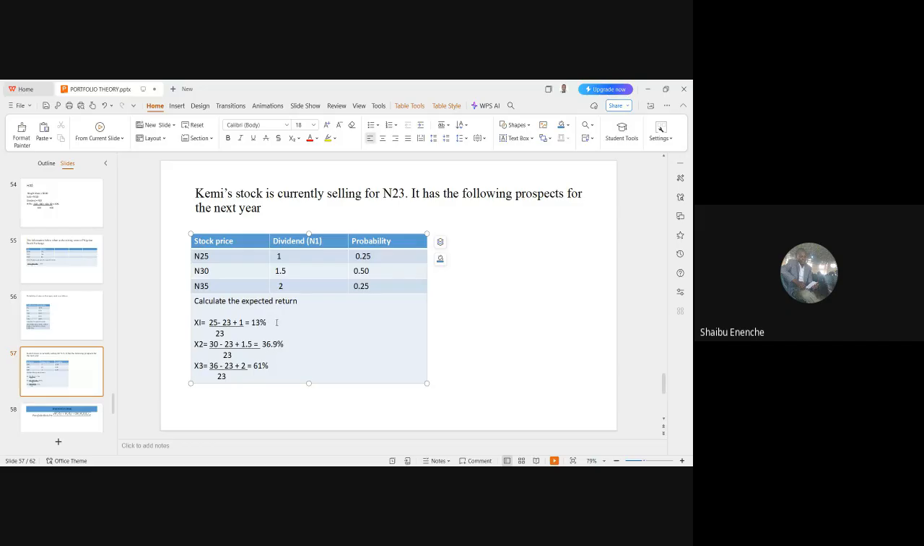The answer is no, because we have probability. So these are the values of x. So x multiplied by P will give us our PX, which will give us our expected return.